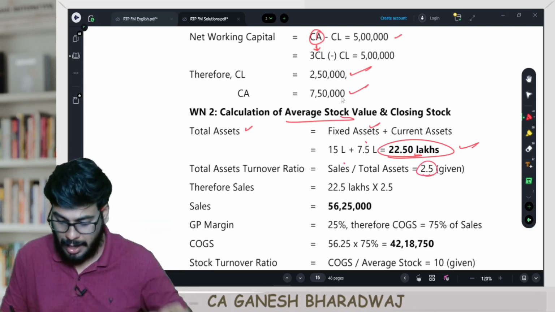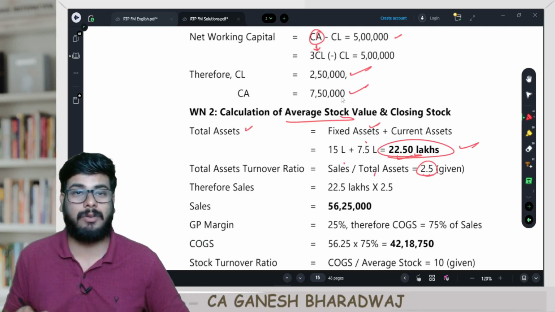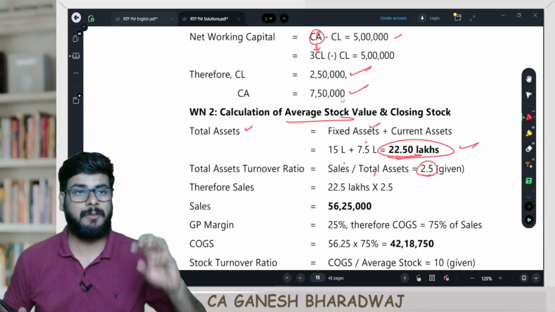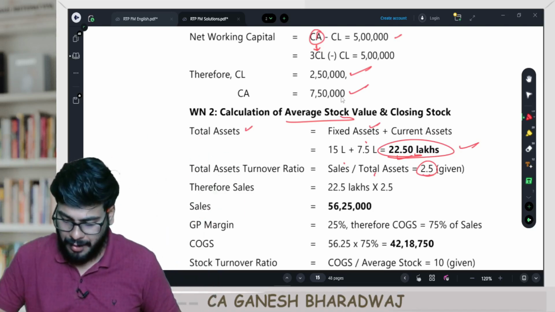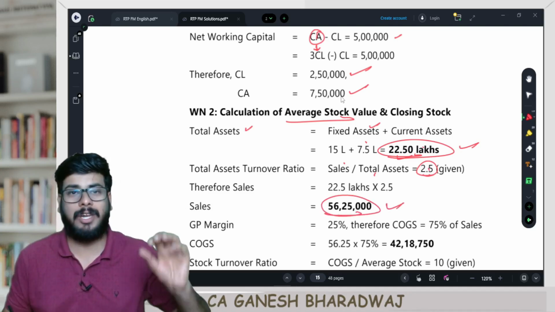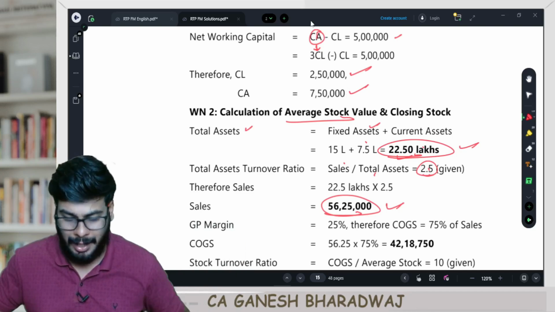Sales figure we don't have, but the total assets figure we just calculated, 22.5 lakhs. So sales upon total assets is equal to 2.5. If you cross multiply, sales is equal to 2.5 into total assets. That is 2.5 into 22.5 lakhs. You get the sales value of 56.25 lakhs. Are you clear with this?